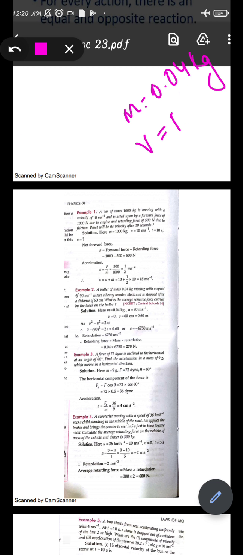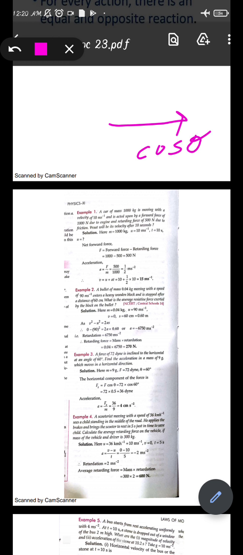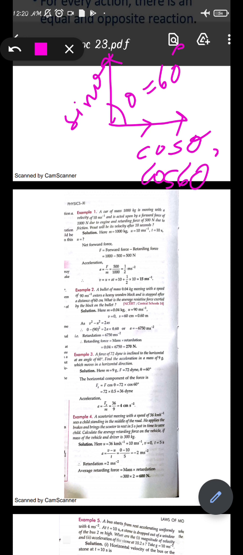The third question: the force of 72 dyne. Now this dyne is the unit of force in the CGS system. This force is inclined to the horizontal at an angle of 60 degree. Remember, whenever we take the horizontal, then cos theta is used, as in the resolution of vectors, and when it is vertical, then it is taken as sin theta. So here it is making an angle theta equal to 60 degree and it is inclined to the horizontal, so cos 60 degree will be used.